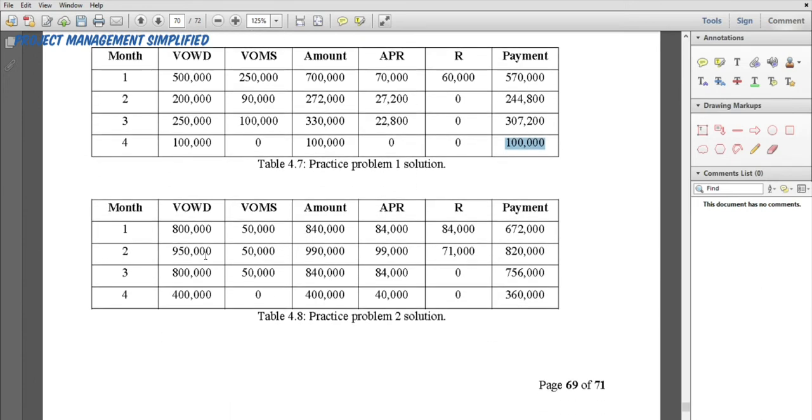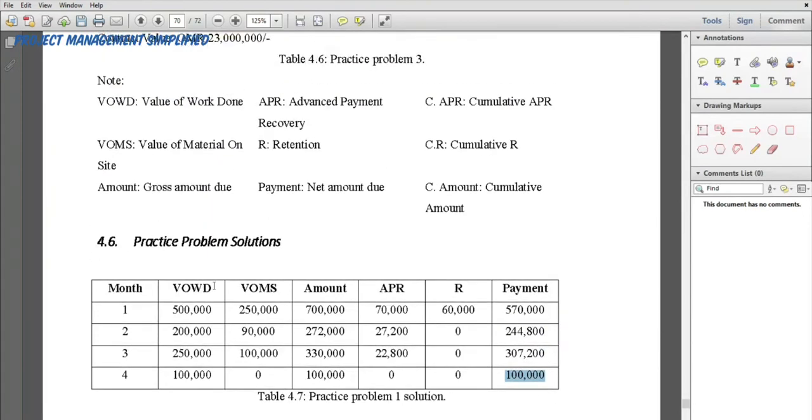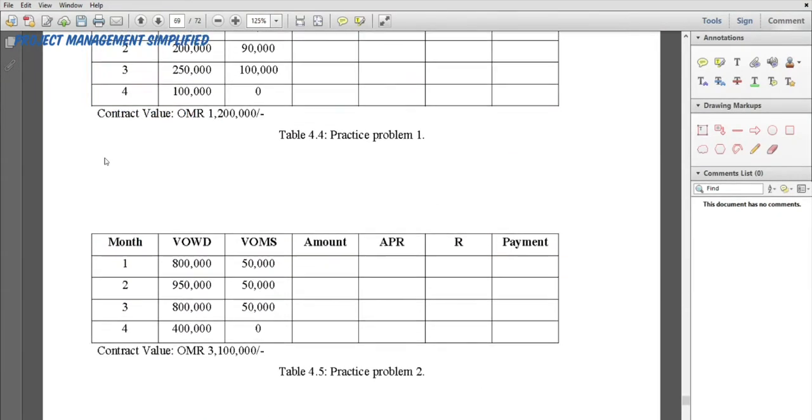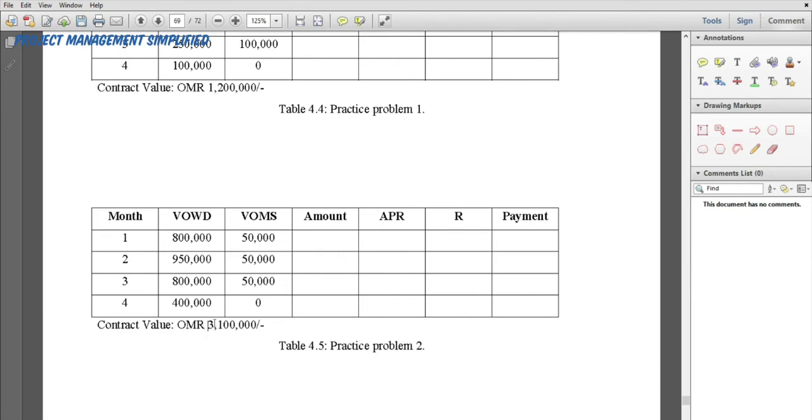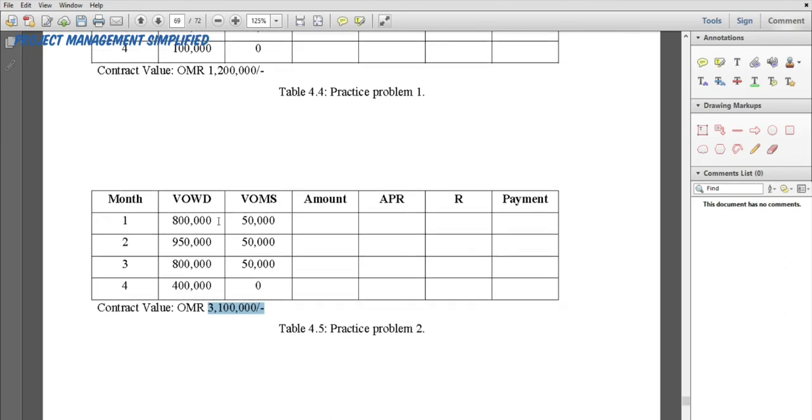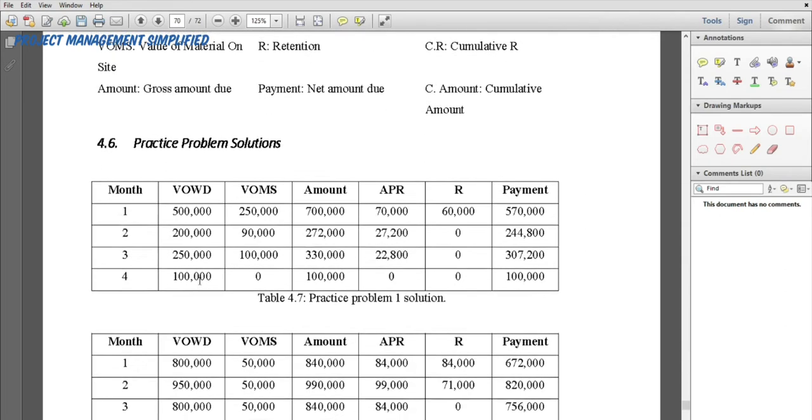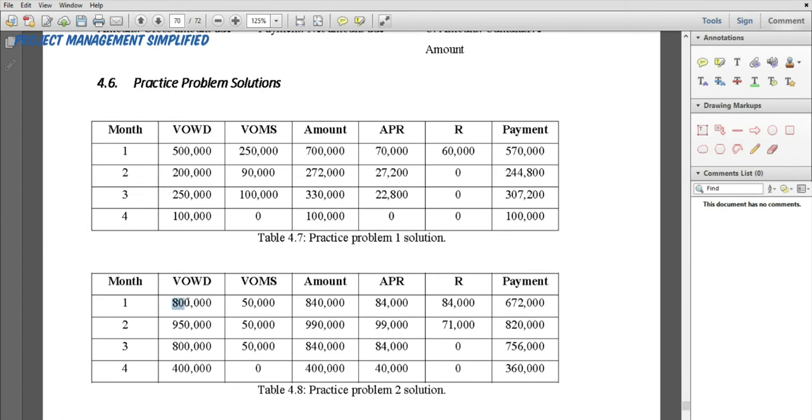The same thing applies for the second practice problem, which we have here. This contract amount or value is 3,100,000 riyals, and we have all these columns ready for us, and you can calculate also the 800,000 and the amount of materials like this, into 80% plus 800 will be 840. Why? Because if you multiply 50,000 into 80%, you will get 40,000. 40,000 plus 800, it will be 840,000.